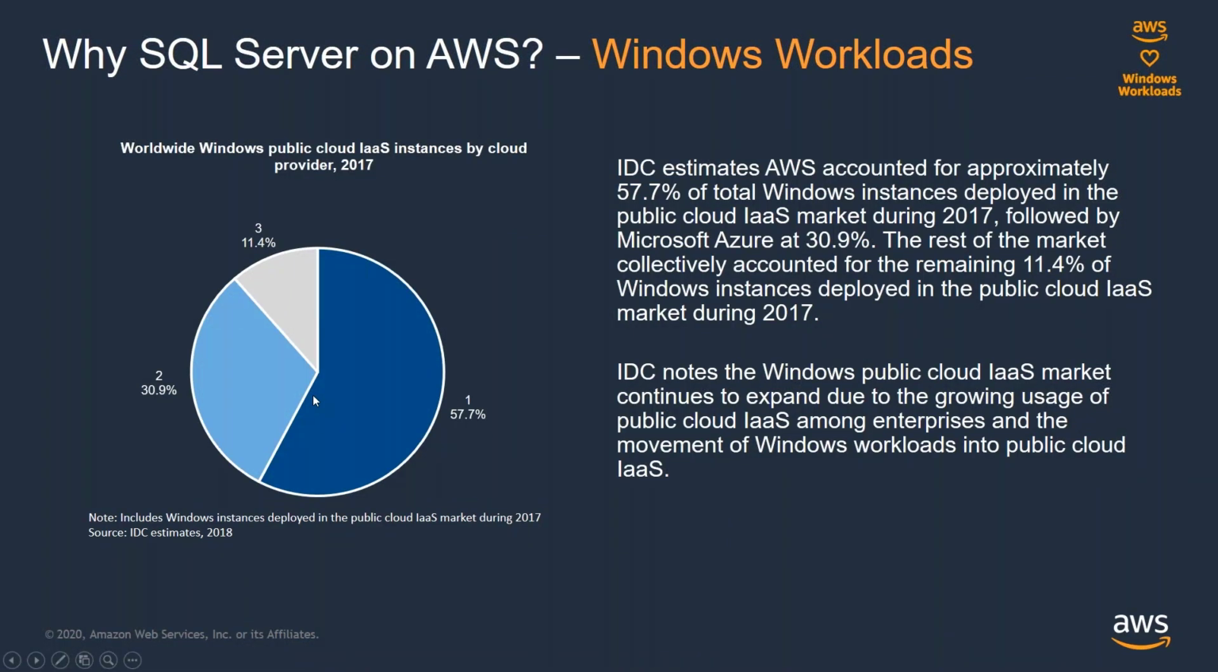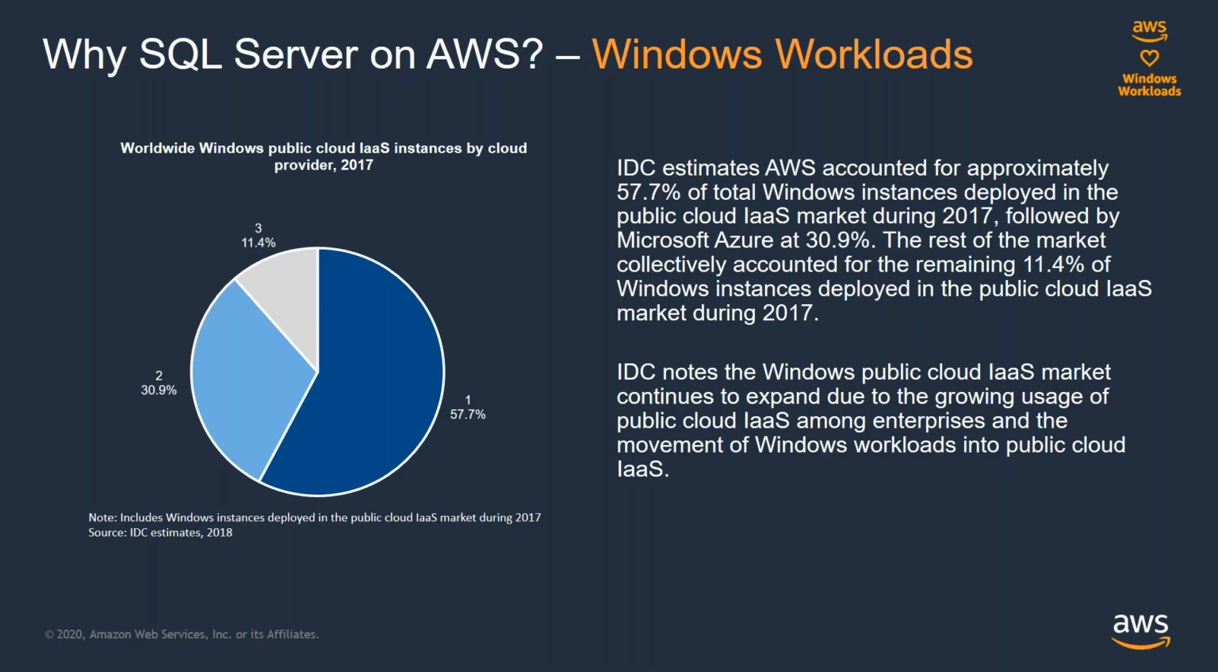So now the question is, why SQL Server on AWS? First of all, if you see some statistics here, public cloud market leaders dominate the Windows segment of the infrastructure as a service market. As per a third-party company called IDC, almost 60% of Windows workloads are running on AWS. And of course, SQL Server being a key component of Windows workloads, that means AWS is the best place to run your SQL Server as well.